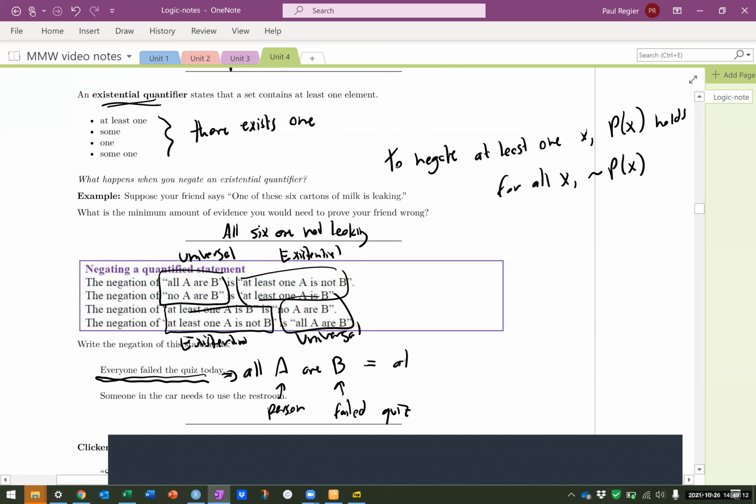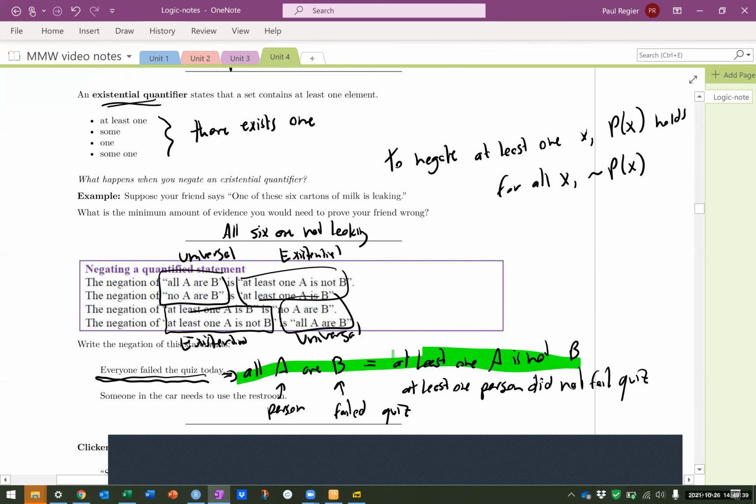So at least one A is not B. Since A is people in this class, at least one person did not fail. So that's how I can use this structure of logic to help me parse and correctly negate the statement. Everyone failed the quiz today can be negated by at least one person did not fail the quiz.